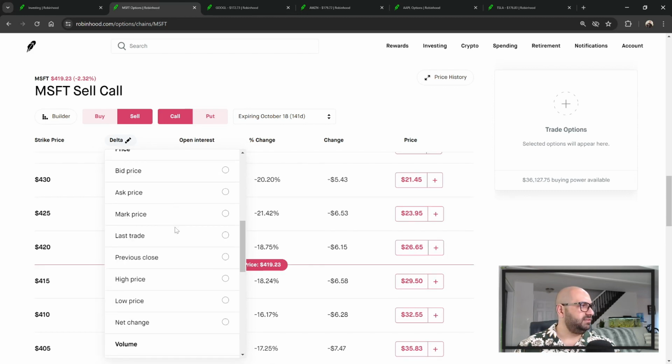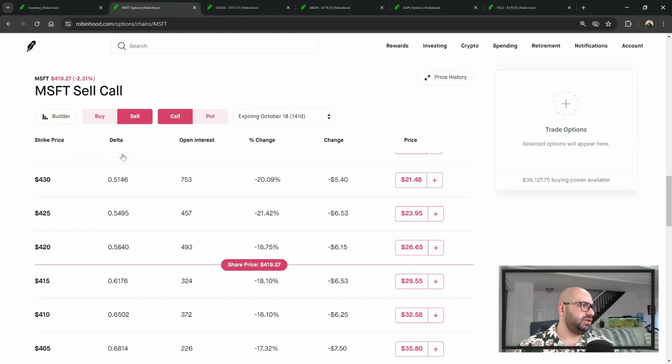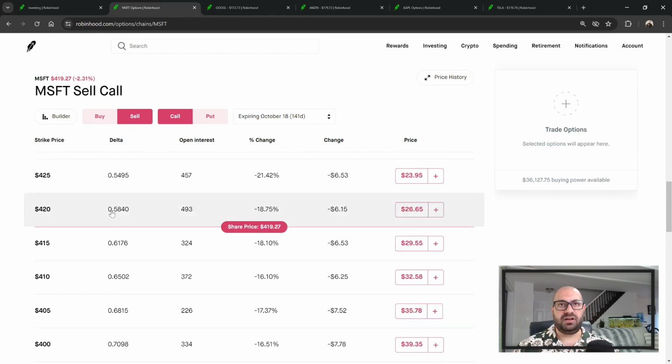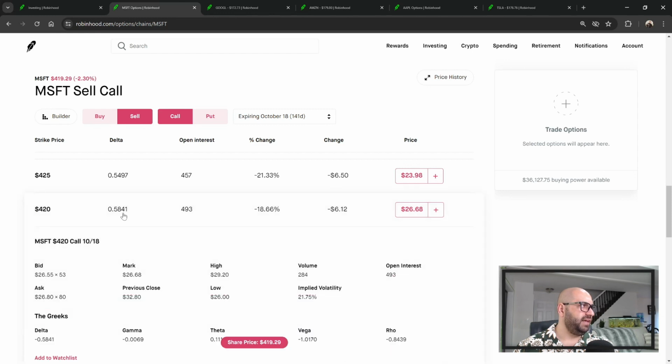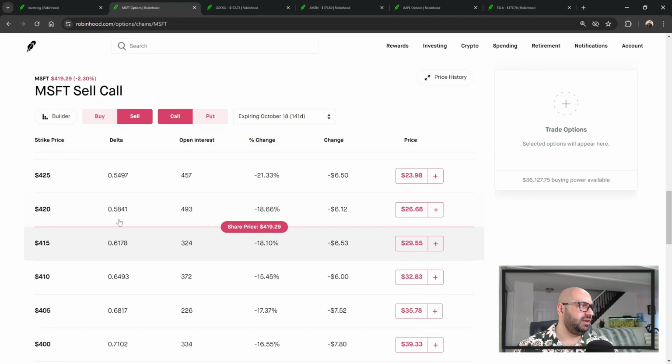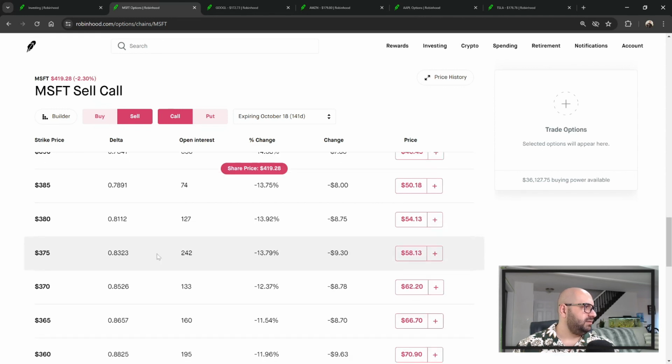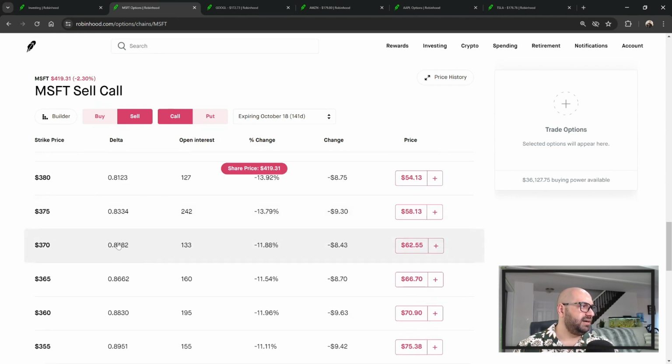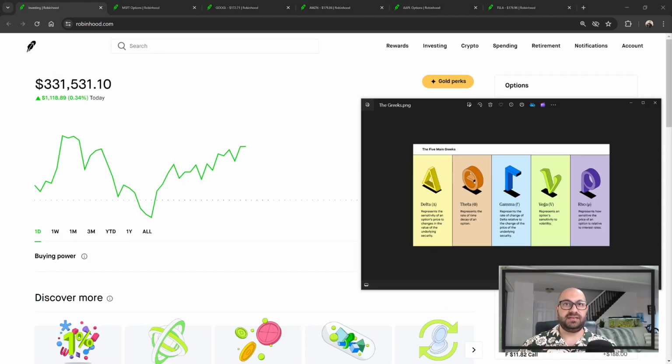So if we change it into delta, which I already did, you will see the different delta for each strike price. Here for 420, you see the delta is 0.58 and is changing with the live change in the underlying price. The deeper you go into the money, the higher the delta will become, which means the closer the option price will move relative to the underlying stock because it has a higher chance of expiring in the money.